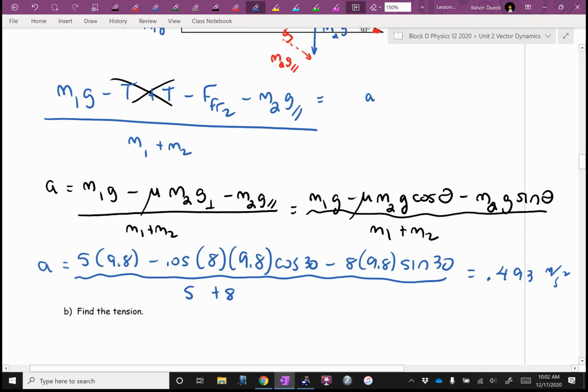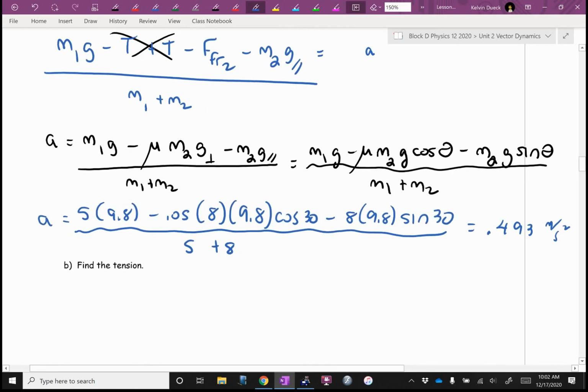What's B want me to find? I think this time it's very obvious. Which mass would you prefer to use to find tension? Definitely M1, because M2's got a bunch of junk on there. M1, which way is M1 accelerating? So which is winning in M1? M1G minus tension equals M1A.